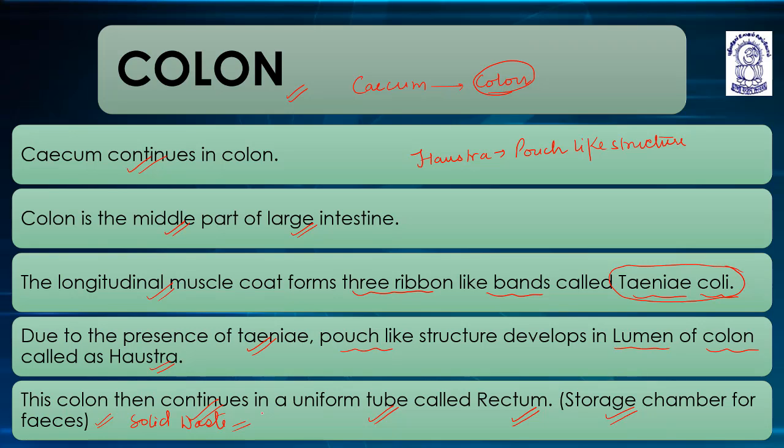So the cecum merges into the colon. The colon is the middle part of the large intestine. The longitudinal muscular coat of the colon forms three ribbon-like bands known as taenia coli. Taenia coli further make a pouch-like structure known as haustra, which is present in the lumen of the colon. The colon continues to form the rectum. The rectum is meant for the storage of feces, that is, solid waste.